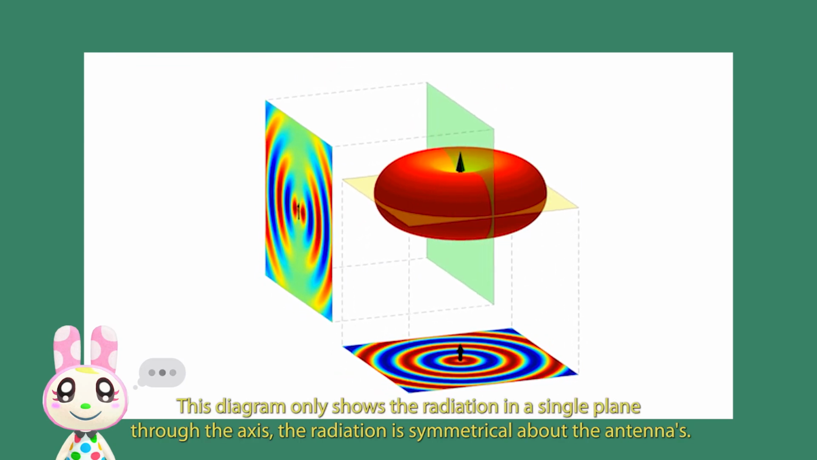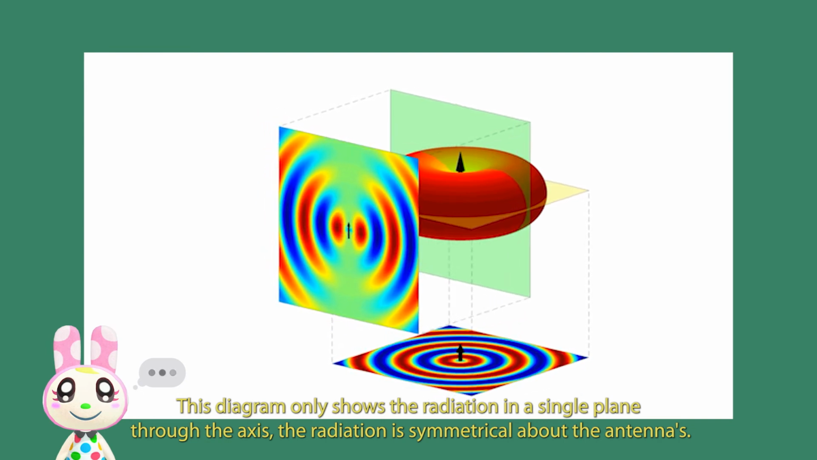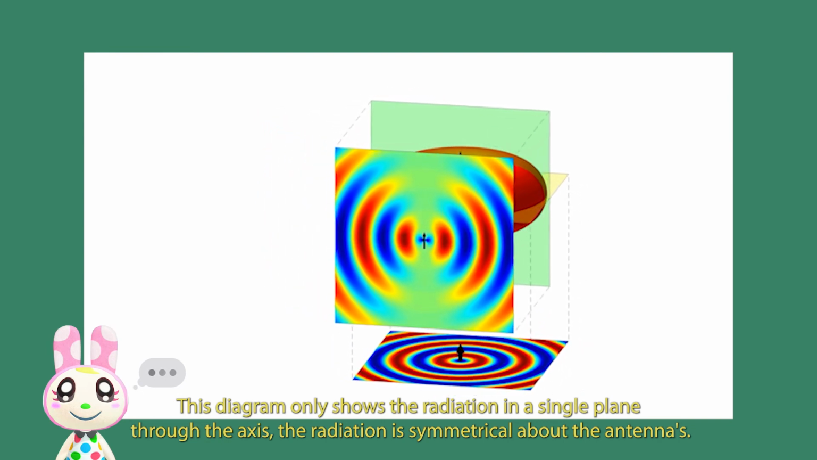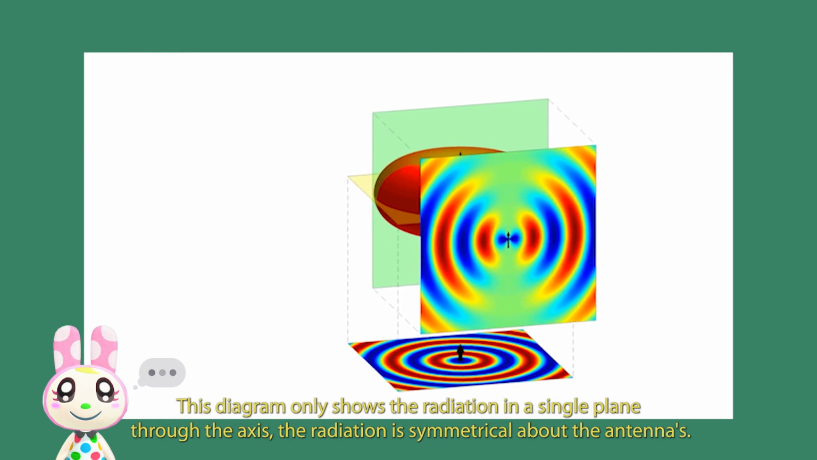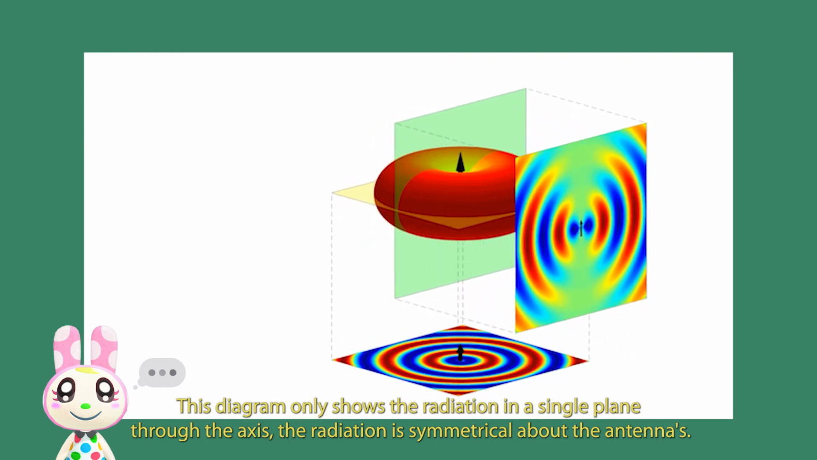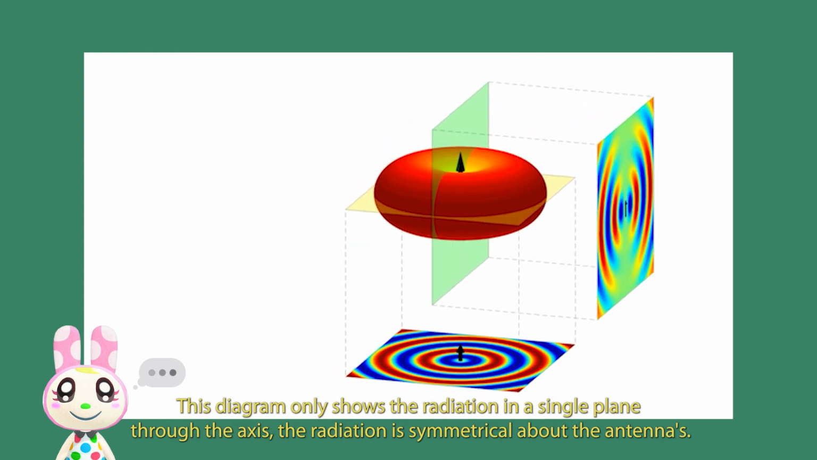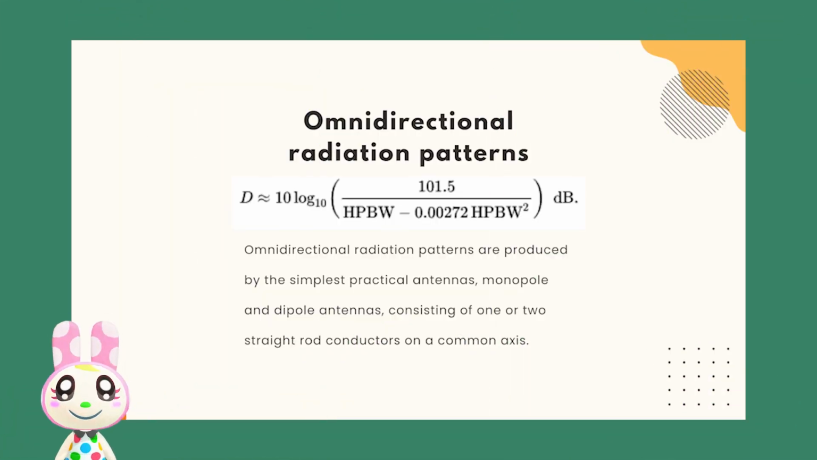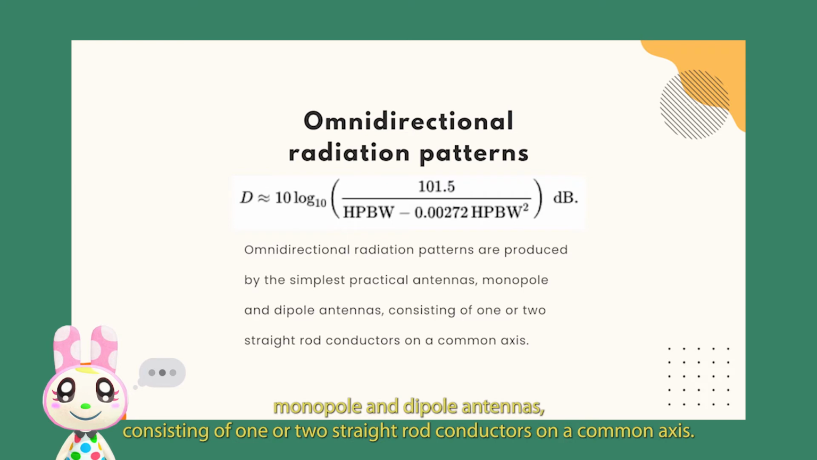This diagram only shows the radiation in a single plane through the axis. The radiation is symmetrical about the antenna. Omnidirectional radiation patterns are produced by the simplest practical antennas, monopoles and dipole antennas, consisting of one and two collinear rods of conductor on a common axis.